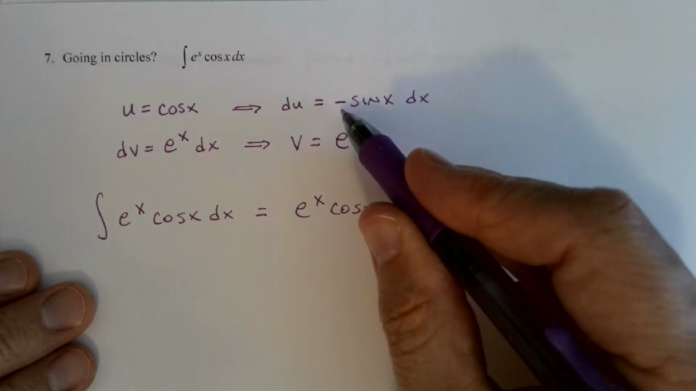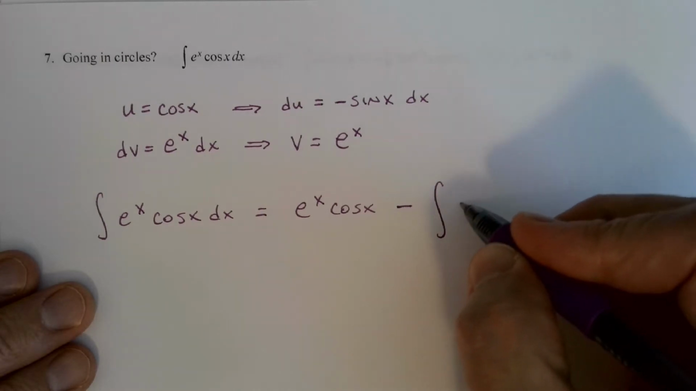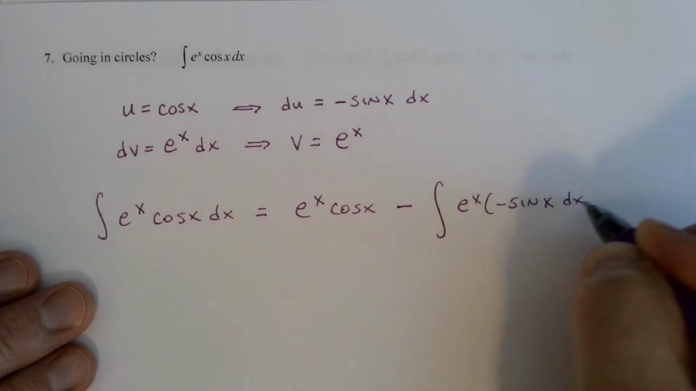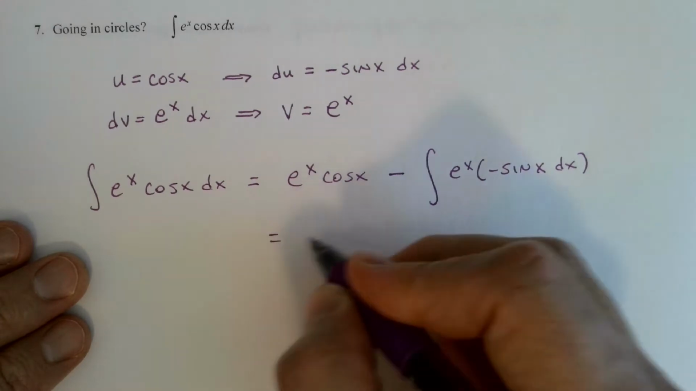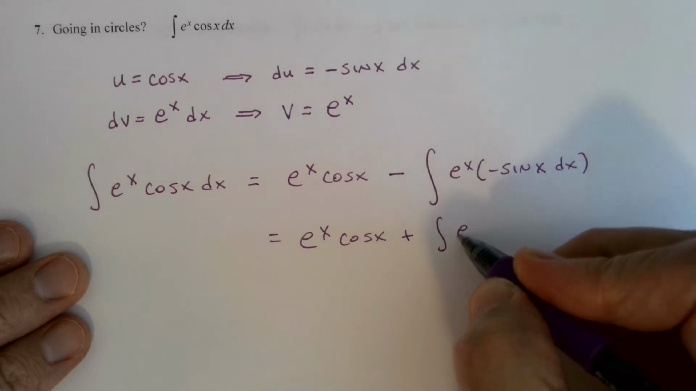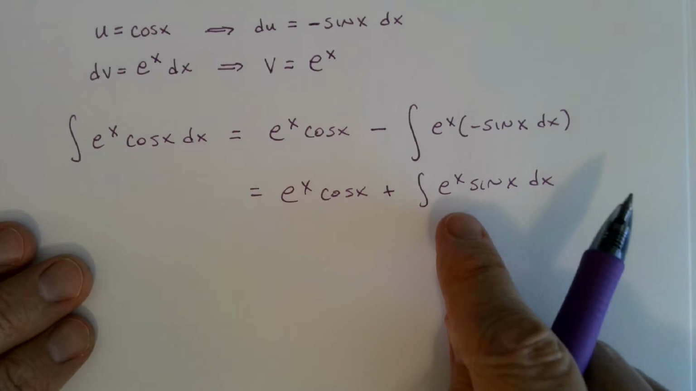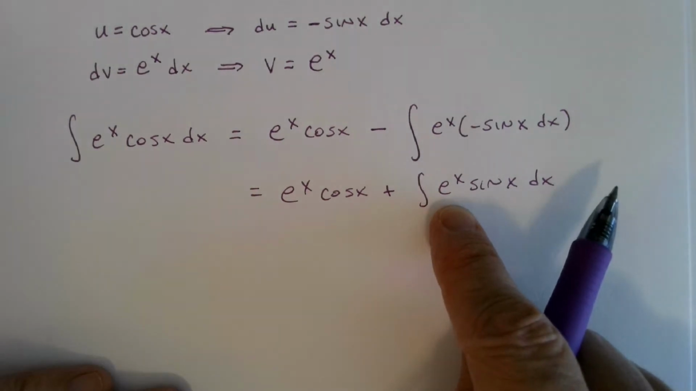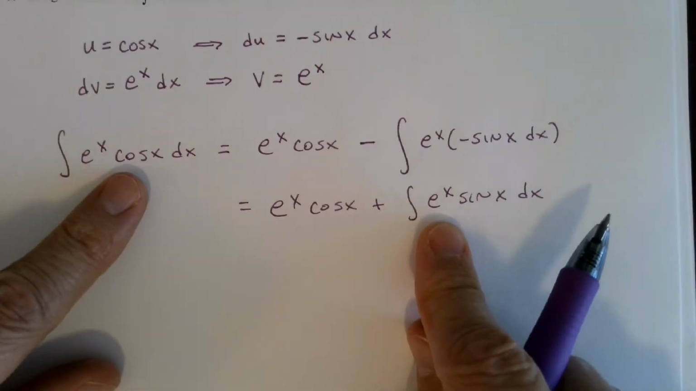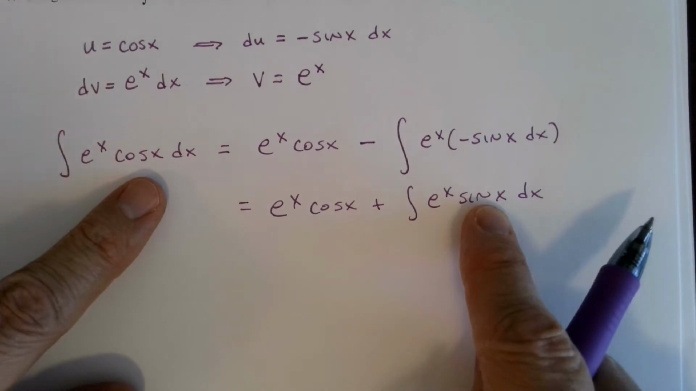Notice du is negative sine x dx. Well, let's just go and write that v du. But this negative comes out and it becomes positive, right? Now, e to the x sine of x is the integral we have to do. Has the integral that we started with gotten any better? Really, no. I've just swapped the cosine x for a sine of x. It hasn't gotten any better.